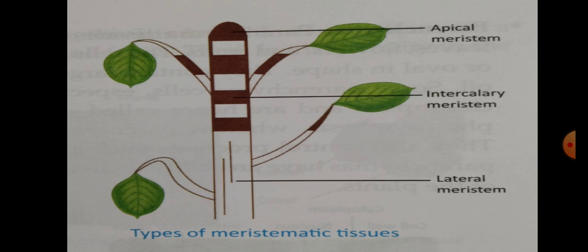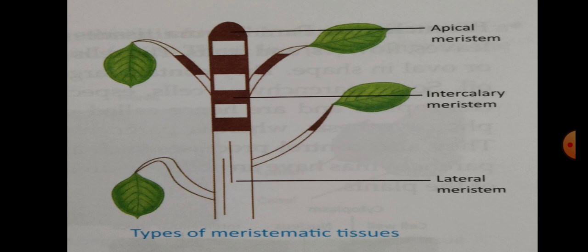What is the function of the apical meristem? It is responsible for the vertical growth of the plant. When this apical meristem produces new cells, it helps in the height of the plant. Next, you can see in the picture the lateral meristem.